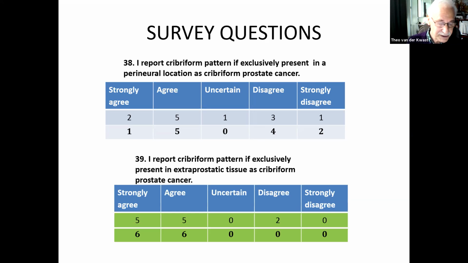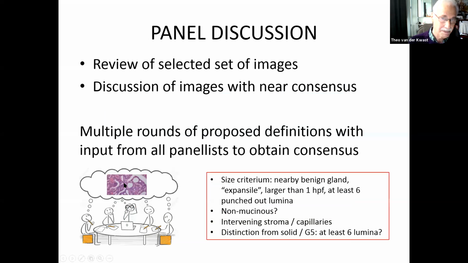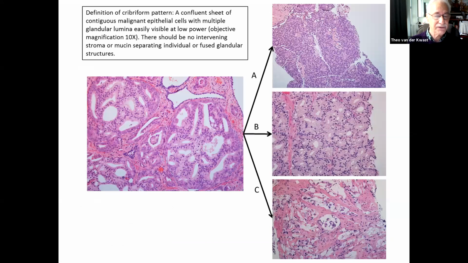The only question reaching consensus agreement was whether cribriform pattern exclusively in an extraprostatic location would be reported as cribriform pattern, and 12 of 12 panelists agreed with this statement. They said yes. After the 2 survey rounds and a virtual Zoom conference with our panelists, we discussed the results, and next a consensus definition was drafted.